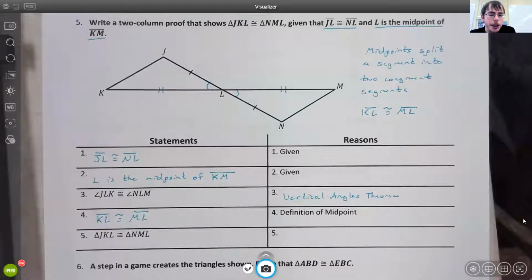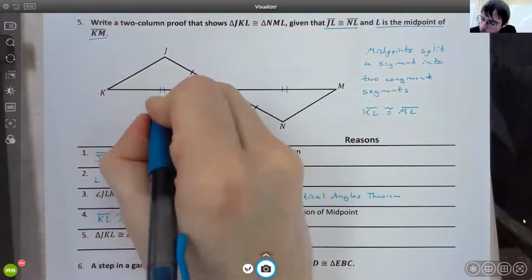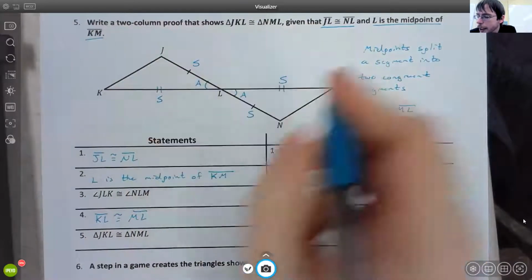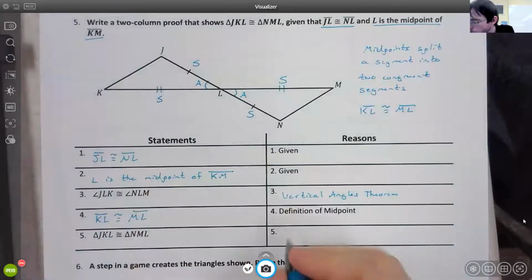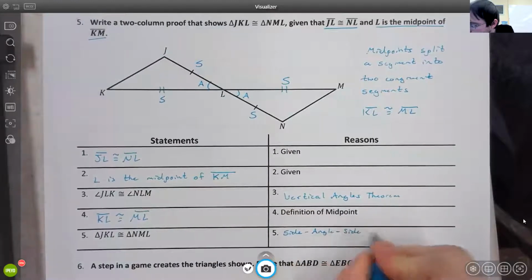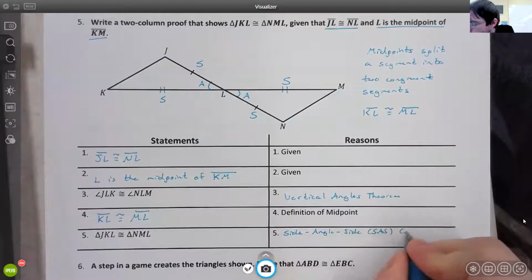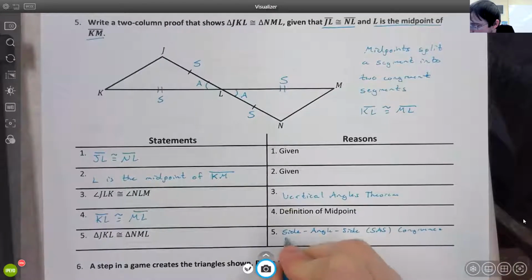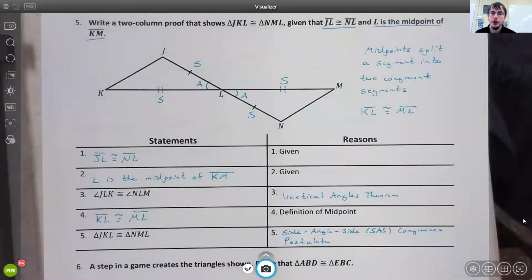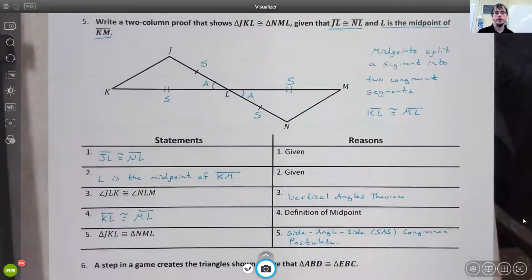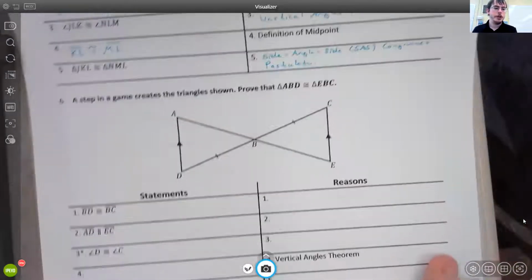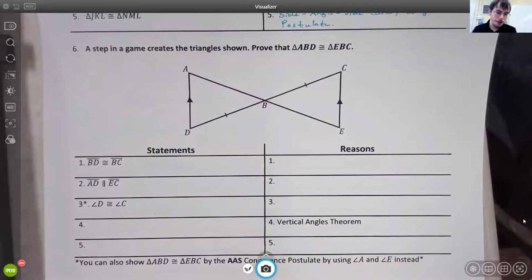So do we have enough information to prove this? Yes, we do. We have 2 pairs of sides, 1 pair of angles. The angles are between the 2 sides, so we can use the side angle side, SAS congruence postulate to prove that triangle JKL is congruent to triangle NML. Okay. So see what you can do with number 6.